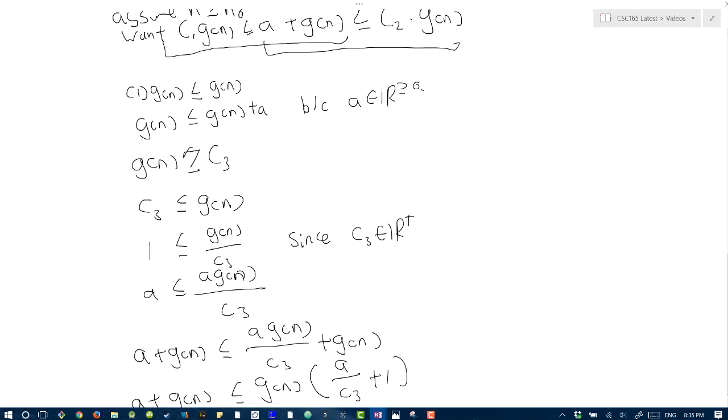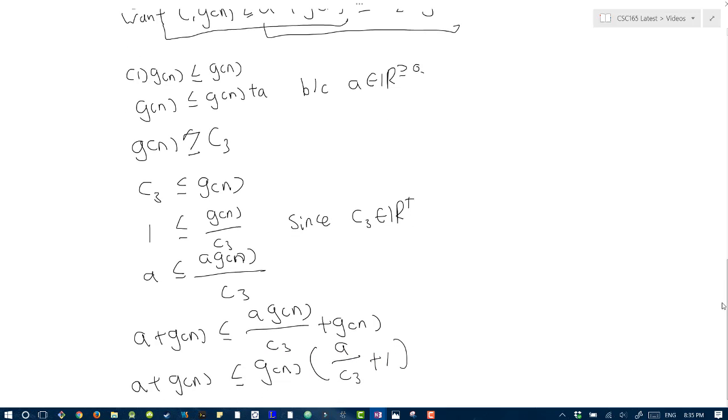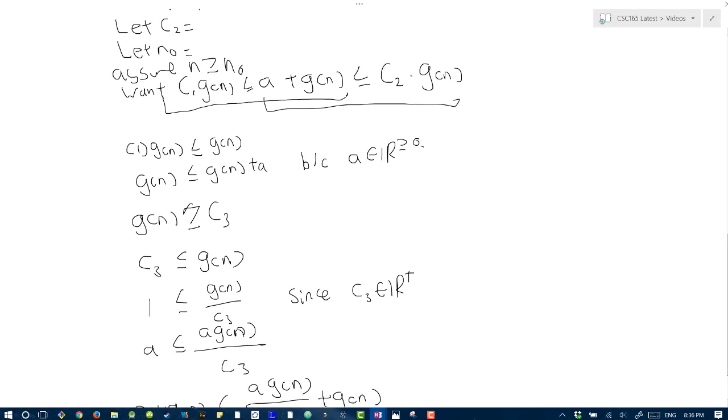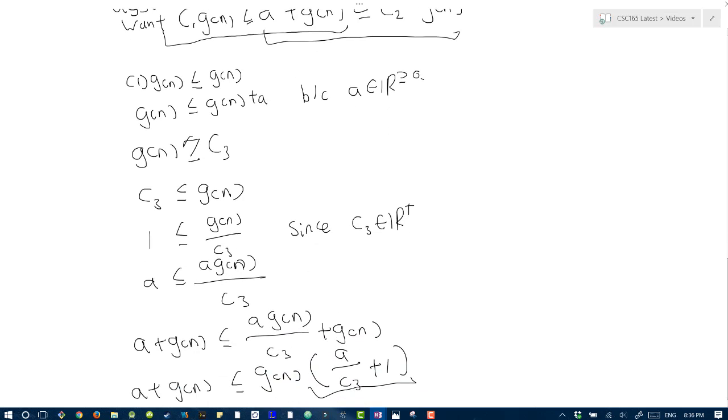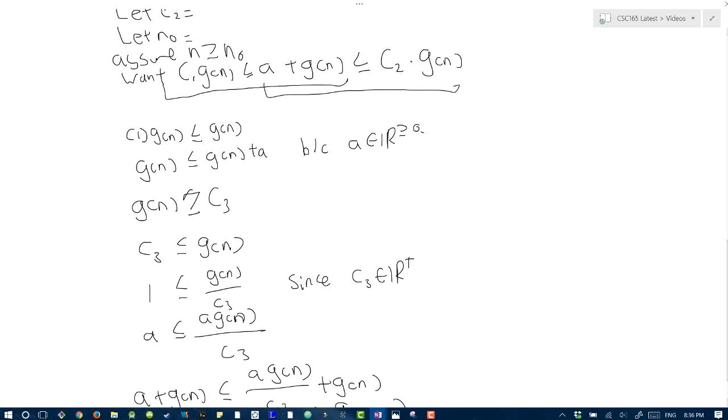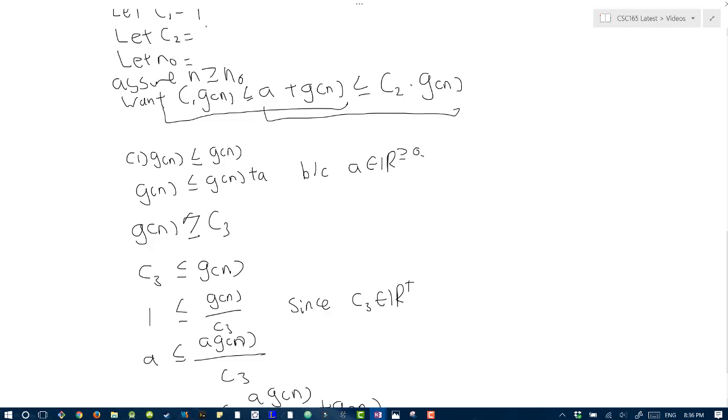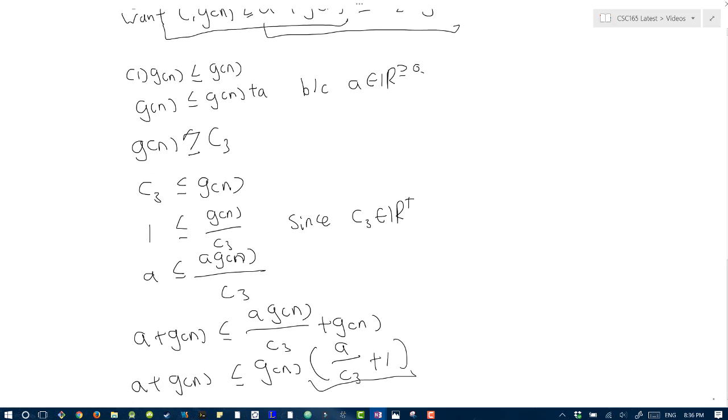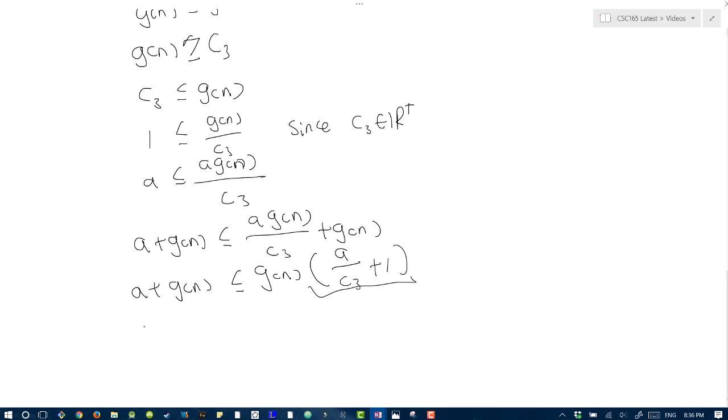So again, what we wanted was C2 times g(n). Well, what this value here is, we can easily write up here. So a divided by C3 plus 1. Okay, and then we set this to be C2. Thus, we can finish this.